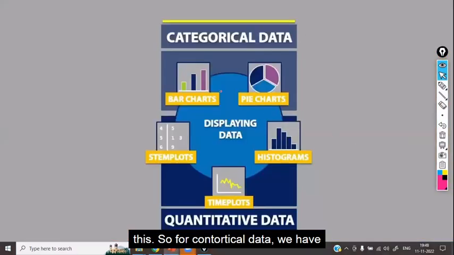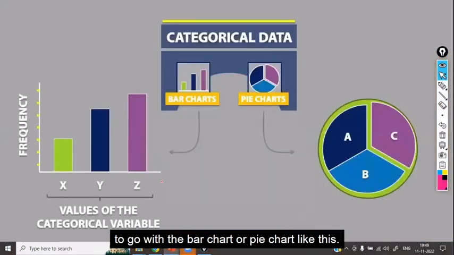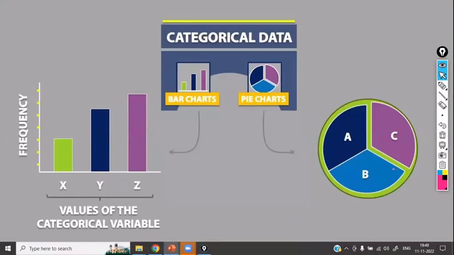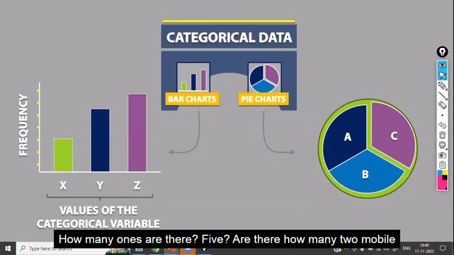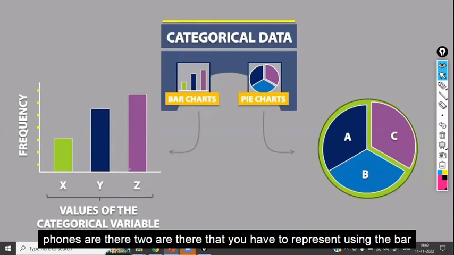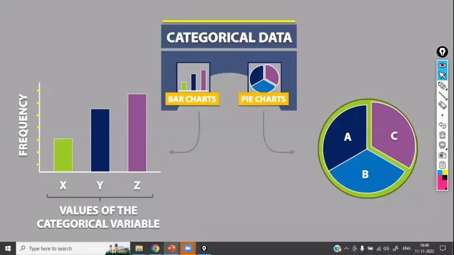So for categorical data, we have to go with the bar chart or pie chart. For example, as I told you earlier, how many 0 mobile phones are there? 2 are there. How many 1s are there? 5 are there. How many 2 mobile phones are there? 2 are there. That you have to represent using the bar chart or the pie chart.